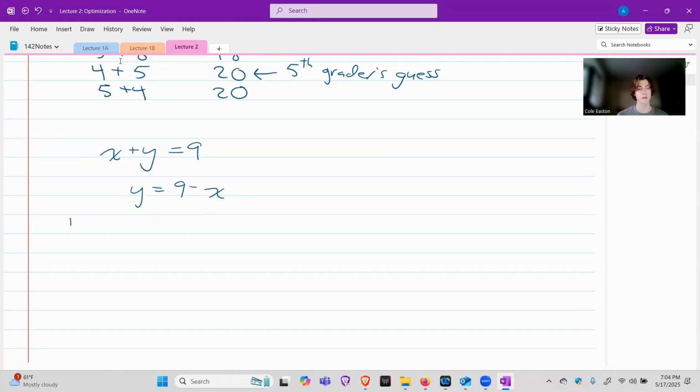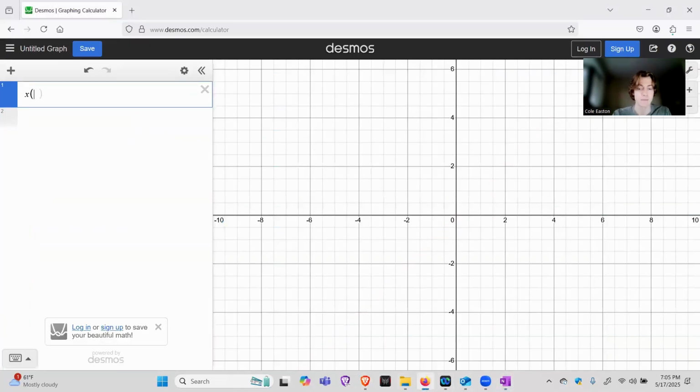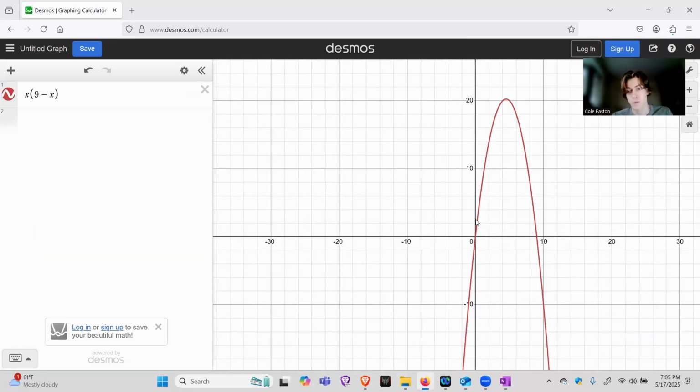And so that means that our product is x times y, which is x times 9 minus x. And this is what we want to make as large as possible. Now, if we were to just graph this, let's open up Desmos here and go x times 9 minus x. Then we see, so for any x that we input, we see what our product is going to be. And we find actually that the highest the product can be is 20.25 when x is 4.5.